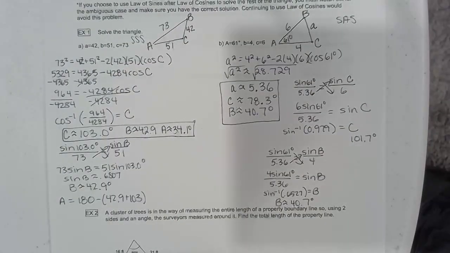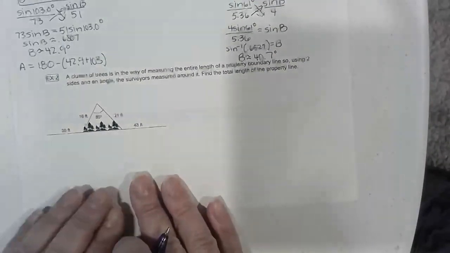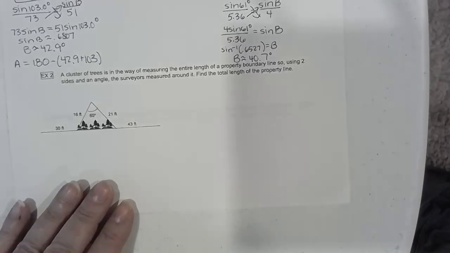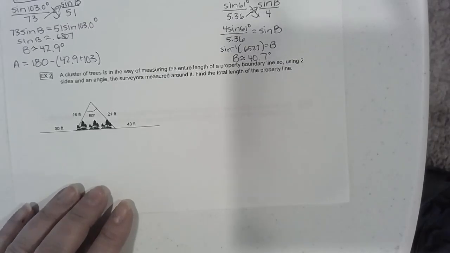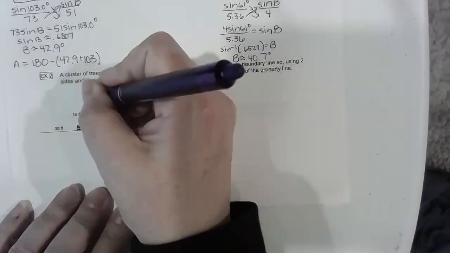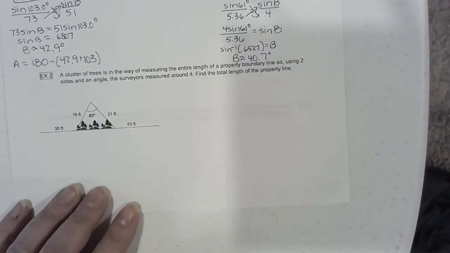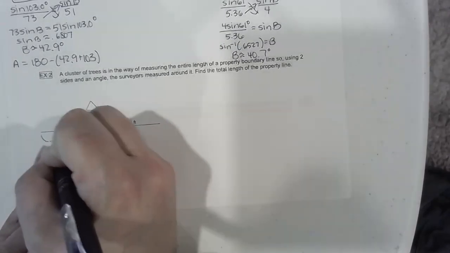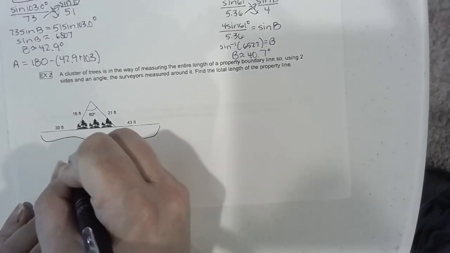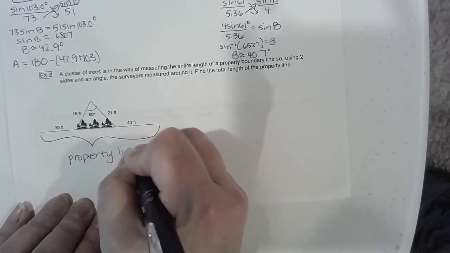All right. Last one. A cluster of trees is in the way of measuring the entire length of a property boundary line. So, using two sides and an angle, the surveyors measured around it to find the total length of the property line. So, basically they went around the woods, essentially, since they couldn't measure straight through it. So, the entire length of the property line is this. So, when I get my final answer, that's what I'm looking for, is this entire length.